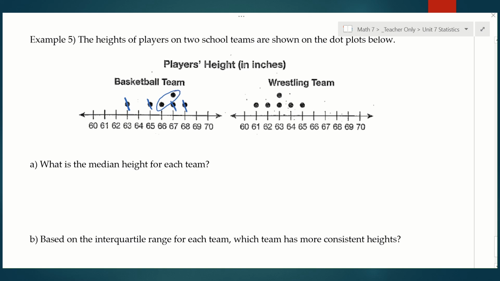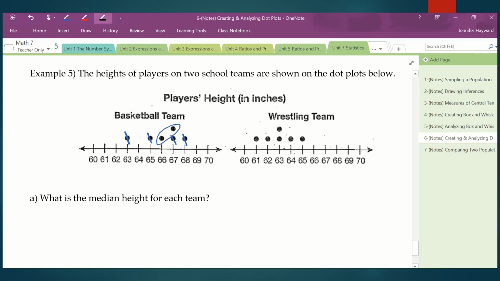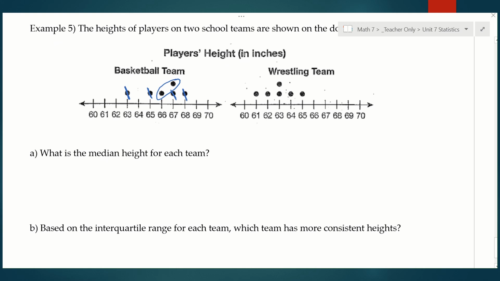All right, so I am getting that there are 2 points in the middle for the basketball team. And so remember, in order to find that middle, we're going to take the average. So I'm just going to write here for the basketball team, we're going to have to do 66 plus 67 divided by 2, which many of you will just know is 66.5.